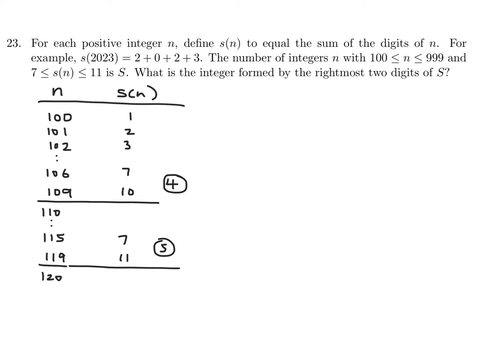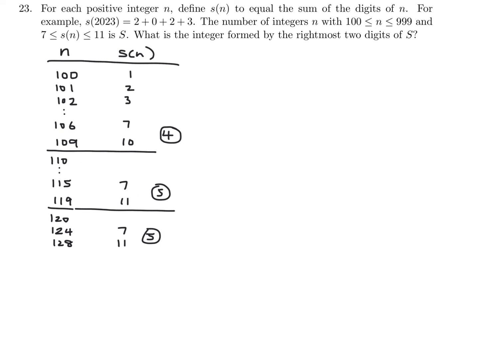From 120 onward, I think it's the same thing. 124, is that 7? And then all the way to 11 would be another 4, so 128, I believe. And that's going to give me another 5. Wait, let me see if I did this right. 124 is 7. Yeah, 128 would be a sum of 11. Okay, so I think we're going to have to go a little bit faster than this, but I just wanted to do it slowly, because otherwise you wouldn't understand.